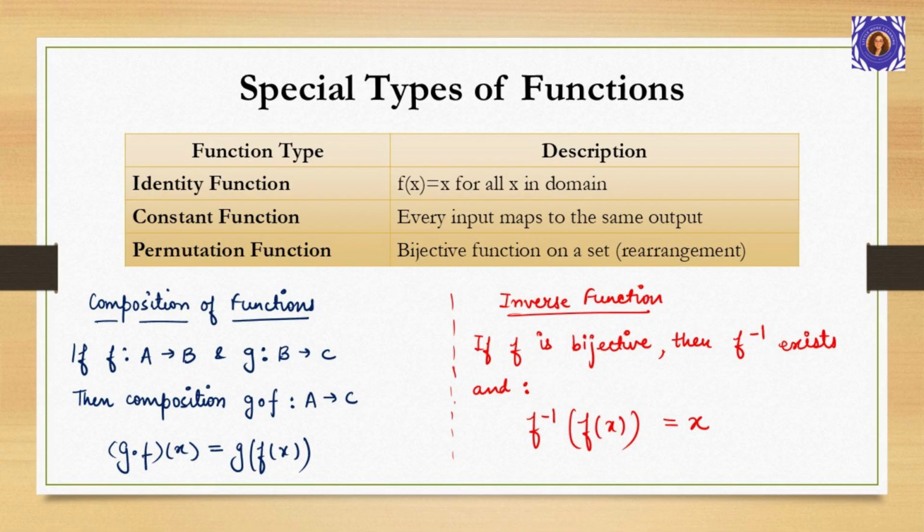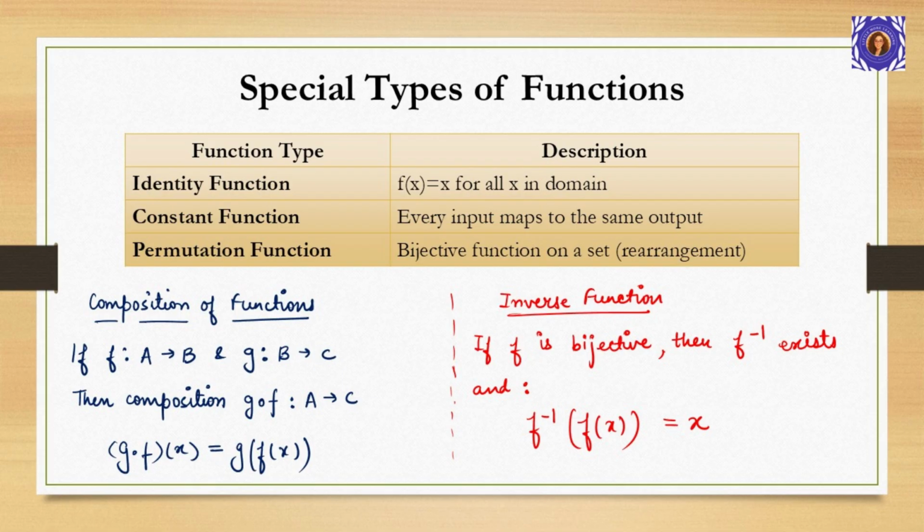It might seem trivial, but it's like the number 1 in multiplication: it's the neutral element for function composition. Constant function: every input maps to the same output. If f(x) equals 5 for all x, then no matter what you input, you always get 5 out. These functions are surjective only if the codomain contains just that one constant value.